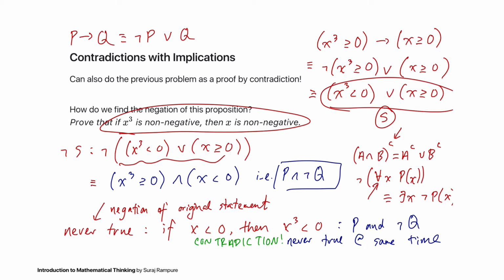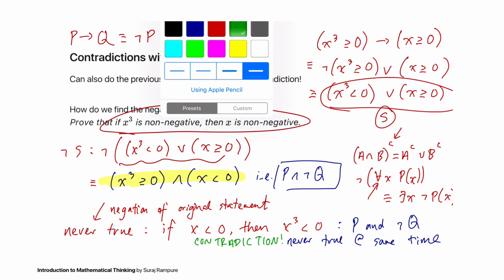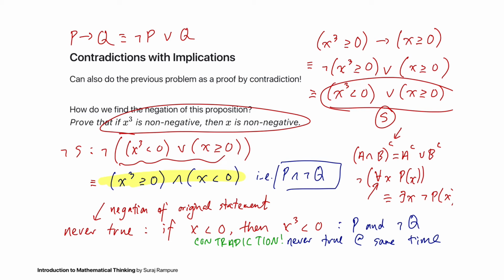Okay, so we start by assuming our original statement is not true, so we get to this statement I have here in blue, and then we arrive at a contradiction. We assume that this is true, but then we show that it can't be true. Right? We're assuming the negation is true, but clearly the negation can't be true because x can't be less than 0 and its cube can't be greater than 0 at the same time. So that's our contradiction.